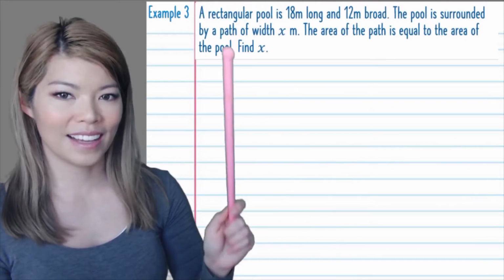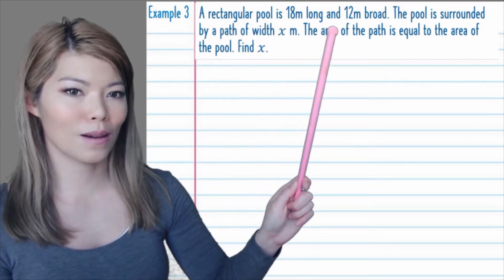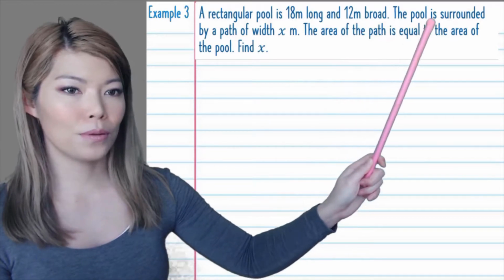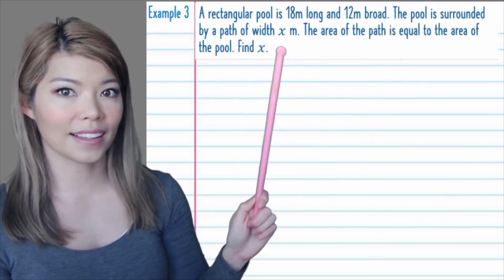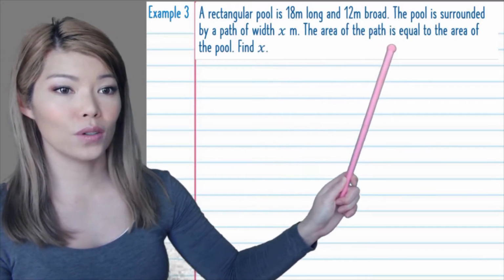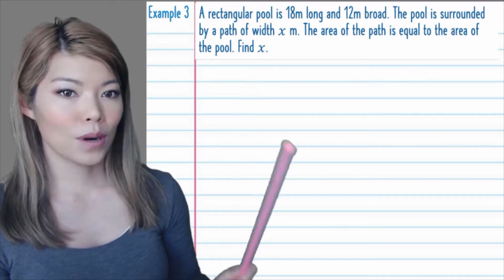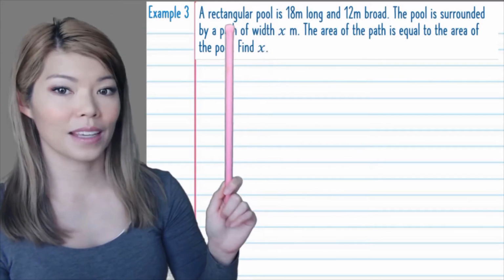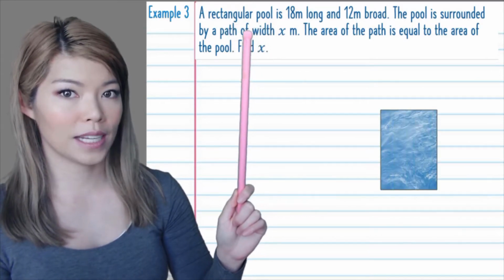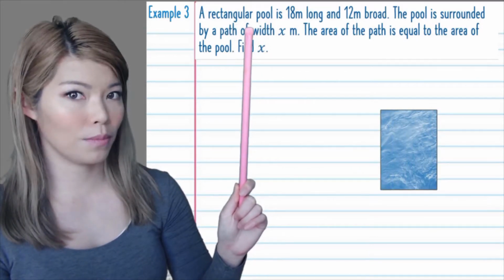Example 3. A rectangular pool is 18 meters long and 12 meters broad. The pool is surrounded by a path of width x. The area of the path is equal to the area of the pool. Find x. Let's break this down. There's a lot of steps here. So rectangular pool, so let's draw a rectangular pool. You can just draw a simple rectangle.